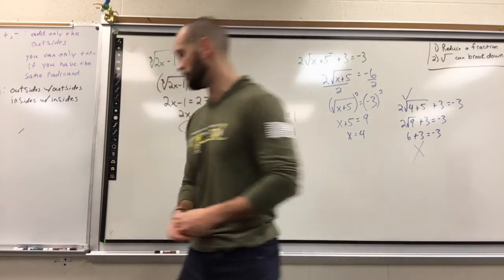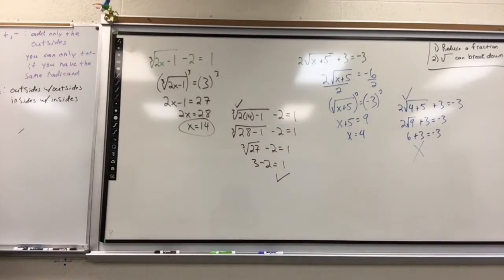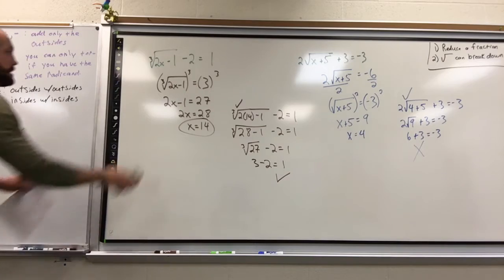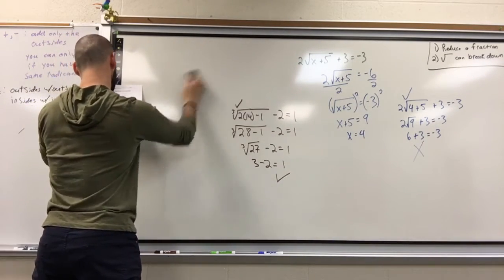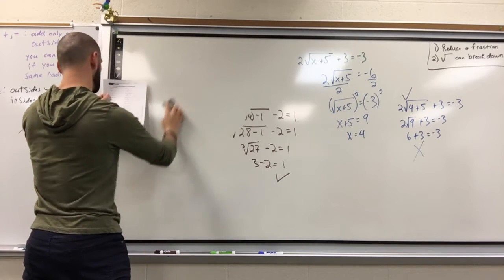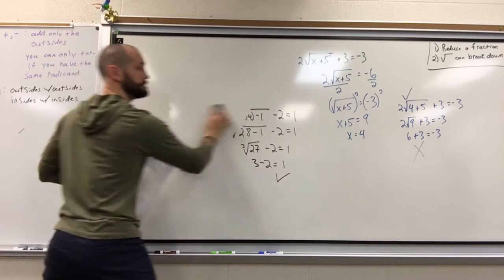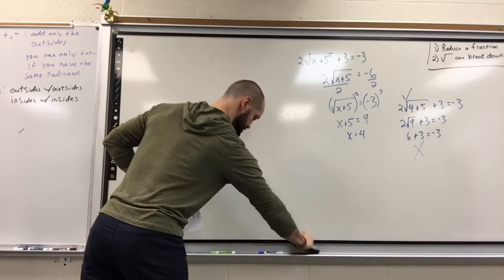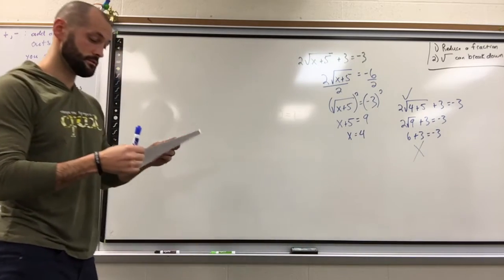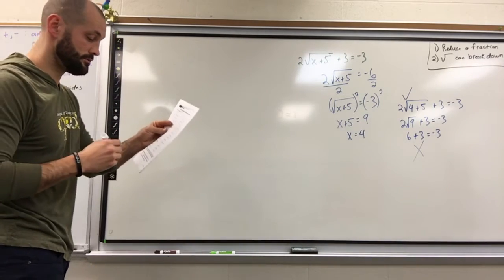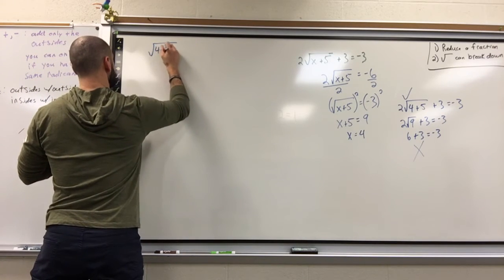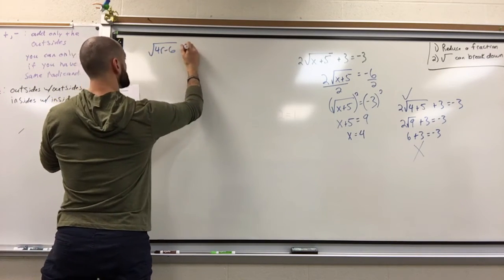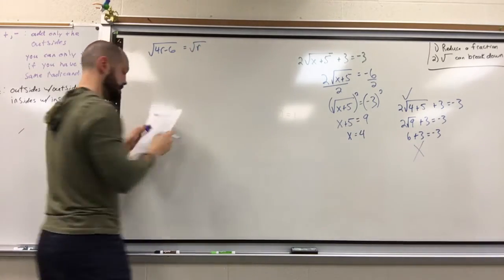And this will actually be from your homework. So, let's take a look at, we'll do a nice one, okay? We'll do number 20. Number 20 gives you the square root of 4r minus 6 equals the square root of r.